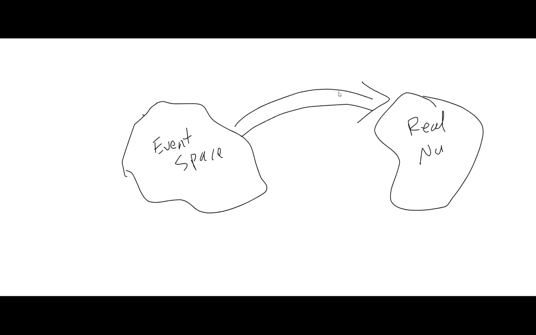So now we have here the event space, and then we convert this event space into real numbers. This process of mapping is called a random variable.